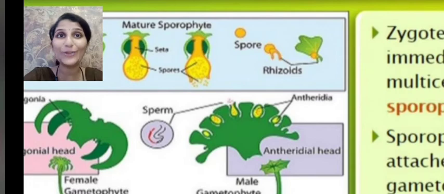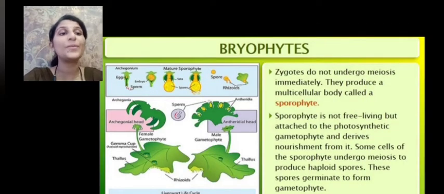they undergo meiotic division. So all the cells of the sporophyte will be 2N, and if it is undergoing meiotic division, it produces spores. And what will be the ploidy level of spores? Because the spores are the product of meiotic division or reductional division. So what will be the ploidy level of the spores? They will be haploid. So the diploid sporophytic cells, some cells will undergo meiotic division and they will produce spores.